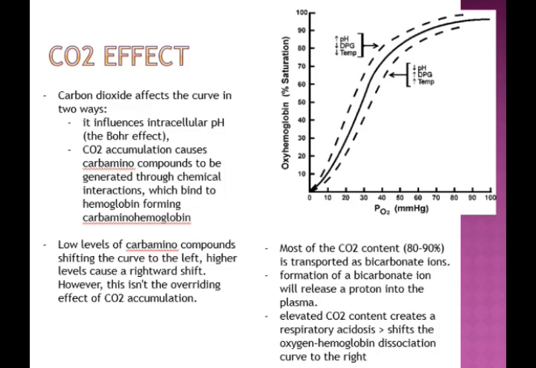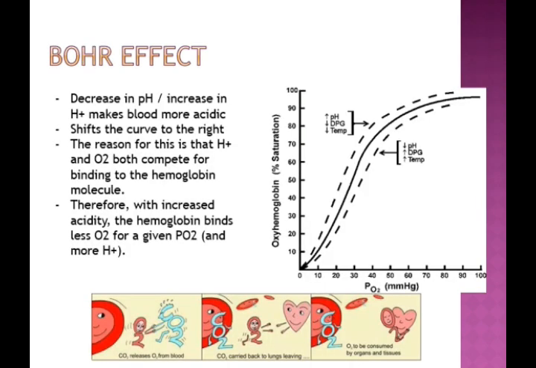Okay, so CO2 effect. The CO2 can affect the curve in two ways. First of all will be the pH. Second will be the carbonyl compounds. Both of these will cause your red blood cell to give even more oxygen to the blood, I mean to the tissues, from the blood to the tissues. Okay, Bohr effect, as we have learned in the previous lecture, is when you have a lot of CO2 because you do a lot of activities, and this CO2 will cause your blood to become acidic. And when your blood becomes acidic, you will release more oxygen.